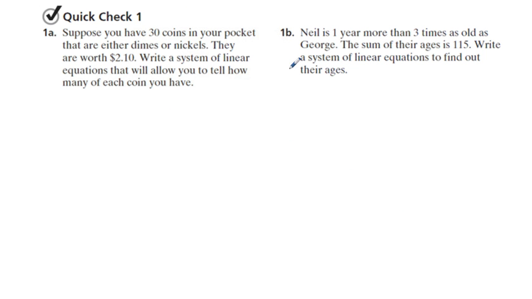Suppose you have 30 coins in your pocket that are either dimes or nickels, and they are worth $2.10. It says identify the variables in step 1. So we're going to say D is equal to dimes, and N is equal to nickels. You have 30 coins in the pocket, so the number of dimes plus the number of nickels is equal to 30.